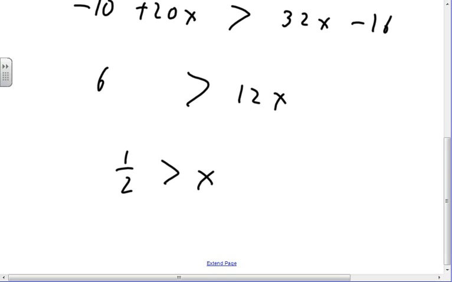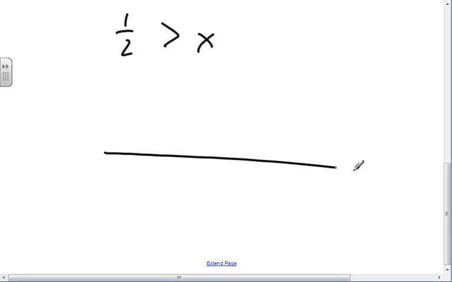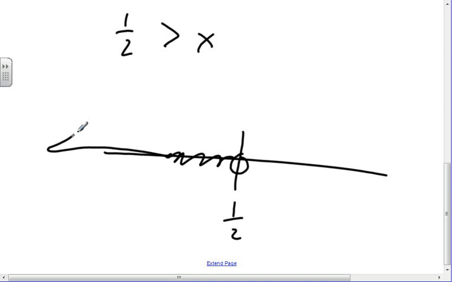Am I supposed to be graphing these things? Yeah, graph the solution. Okay. All right, so there's 1/2, and x has to be less than that. That way. Yes. Right over here, you have that.